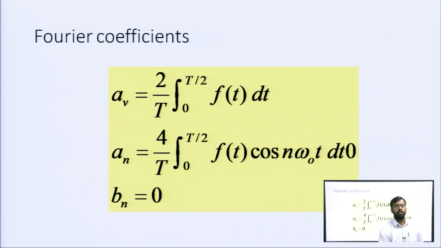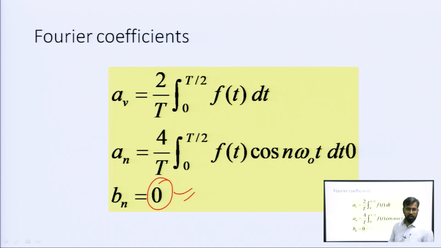Now, what I was telling you: why do you get b n equal to 0? Any function which is even will give you b n equal to 0. Why? Because, as you know, b n contains the sine term; for a function f(t) which is even, you will have the sine term or a similar term.